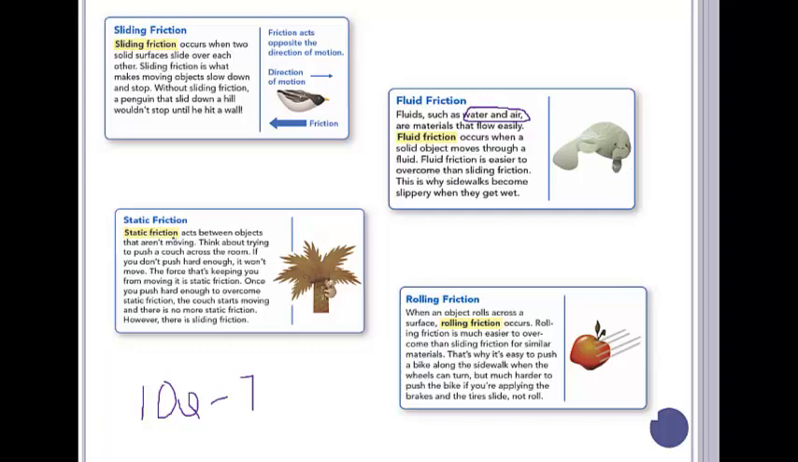And then the next one is static friction. This acts between objects that aren't moving. So if you're thinking about pushing a couch across the room, you can apply a force to the couch, but if the couch doesn't move, then that's static friction.